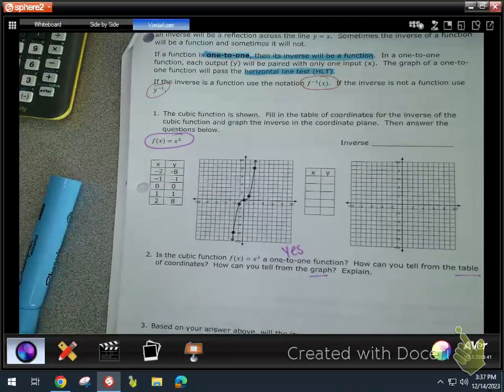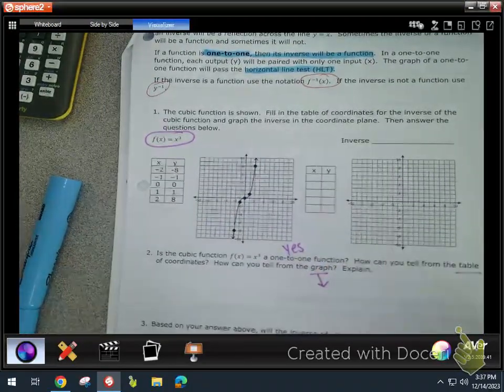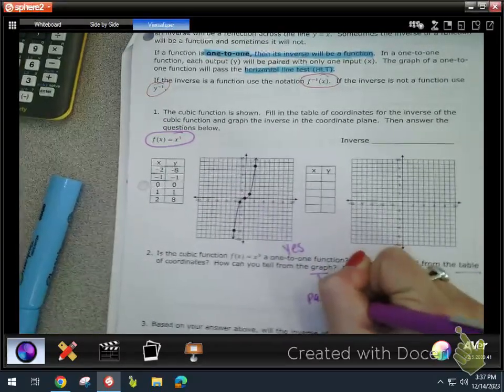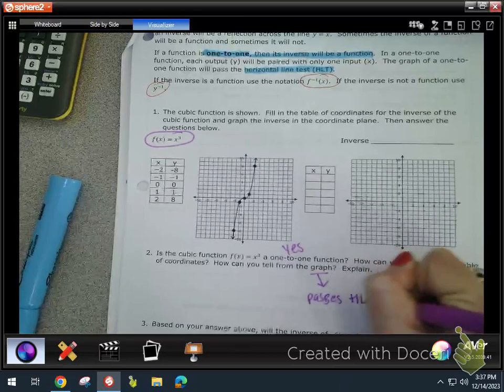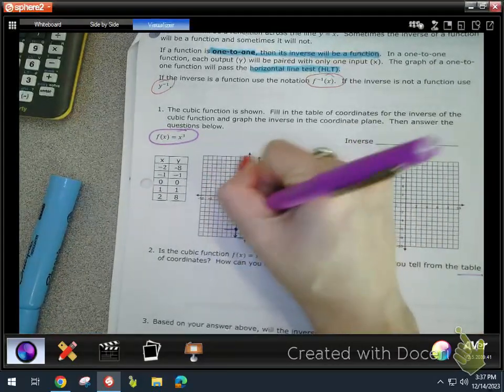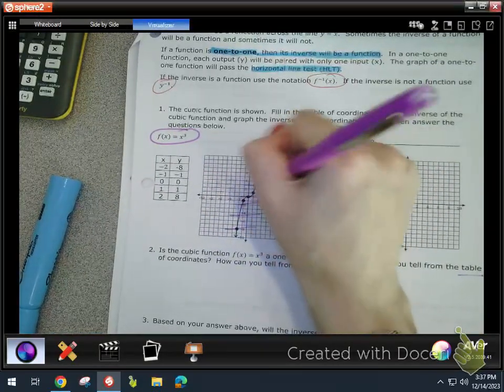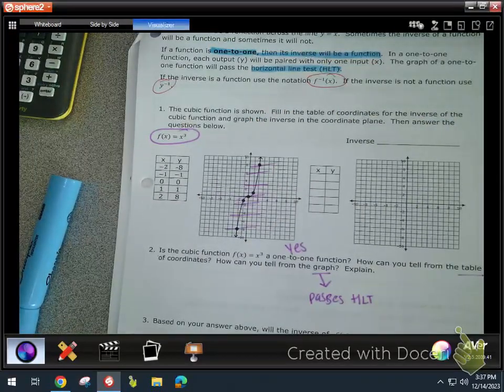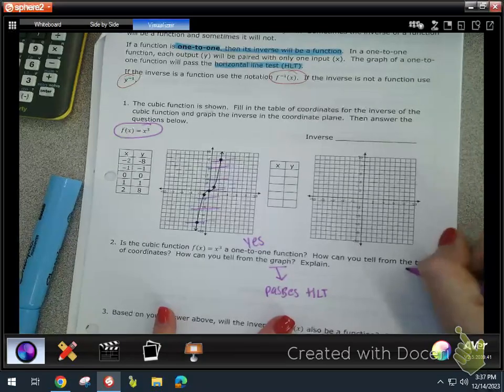Yes, it is a one-to-one. Okay? How do you tell from the graph? That one's probably more familiar to you. It passes the horizontal line test. So if you take your graph right here and draw horizontal lines, they're only going to cross one time.